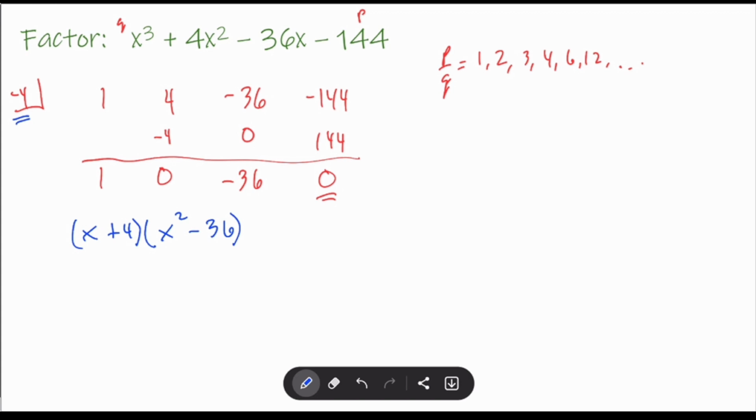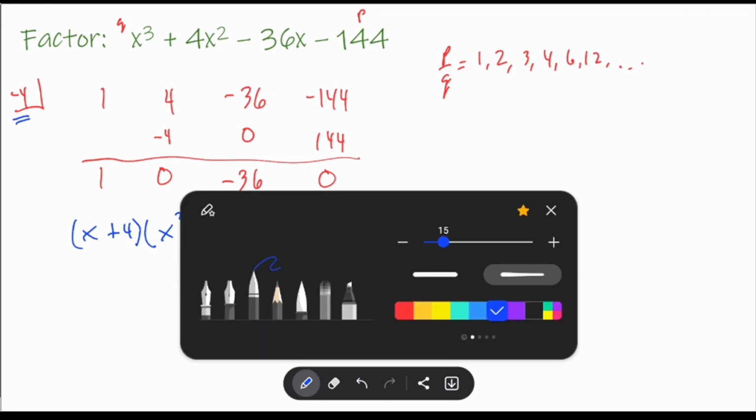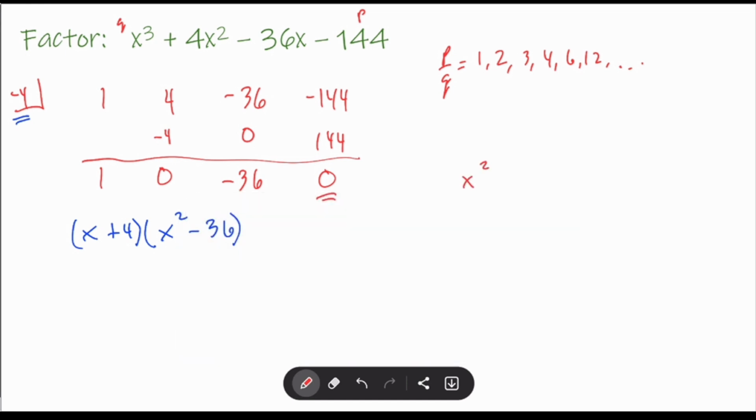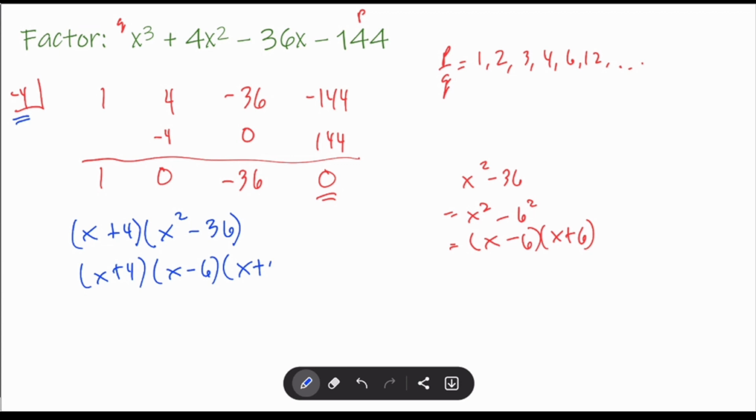And then we continue, since x squared minus 36 can be factored. So why is it factorable? It's because the x squared minus 36 can be written as x squared minus 6 squared. It's a difference of 2 squares. So that means the factored form for this is x minus 6 times x plus 6. So that means the final factor will be x plus 4 times x minus 6 times x plus 6. So this, by the way, is interchangeable.